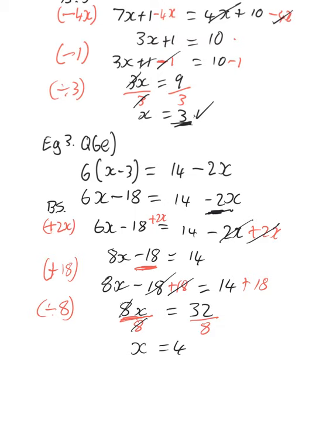Once again, we'll go back up here to the original equation, and we'll say, 4 minus 3 is 1. 6 times 1 is 6. 14 minus, that's 2 times 4 is 8. 14 minus 8 equals 6. So once again, the left-hand side equals the right-hand side when you substitute in x equals 4. So once again, we know we've got the correct answer.